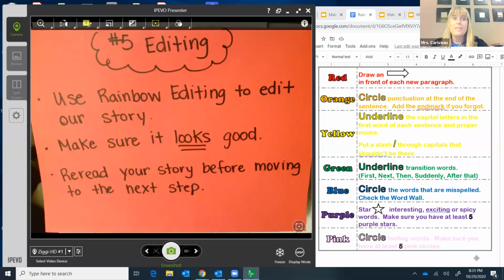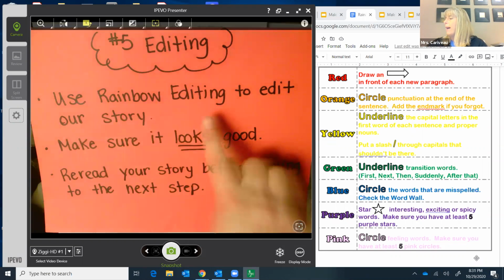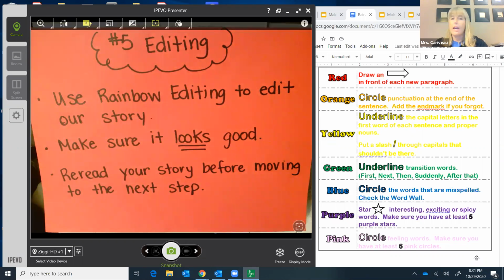Okay, second grade, we're on to step 5 of the writing process, which is editing. So we're going to use rainbow editing to edit our story, and we're going to make sure it looks good, meaning everything's spelled right, where periods and our capitals, everything is where it needs to be. And then we're going to reread our story before moving on to the next step.